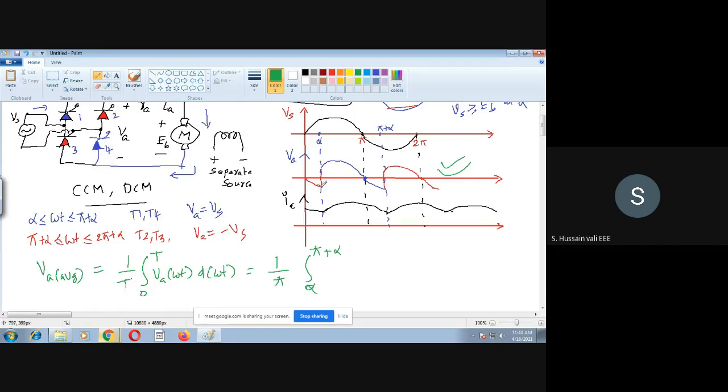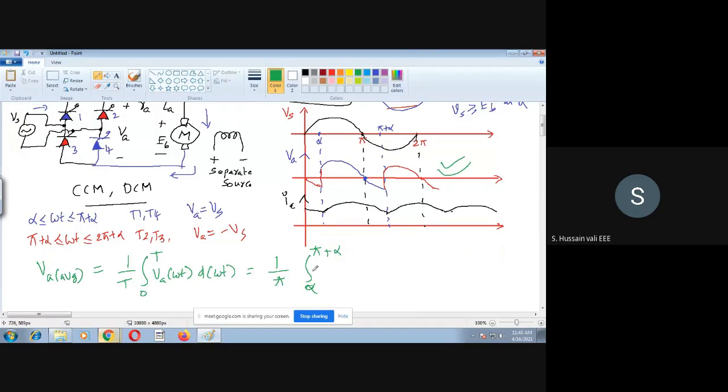There is a red color part. The red color part means thyristors 2 and 3 are conducting, whereas the blue color part is where thyristors 1 and 4 are conducting. So it's better we take only one set, either the entire blue color or the entire red color. If you take the entire blue color, it is alpha to pi plus alpha. If you take the entire red color, it is pi plus alpha to 2 pi plus alpha. So I have taken the blue color here, so it is alpha to pi plus alpha.